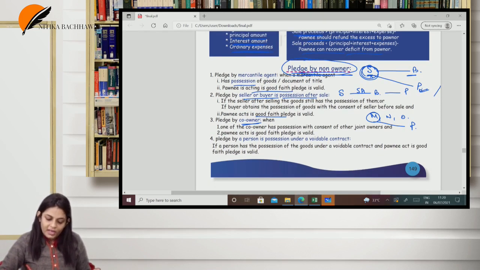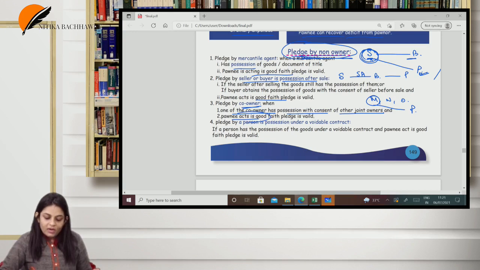So if any one of the co-owners has the possession with the consent of the other co-owners, and the pawnee acts in good faith, the pledge is valid. One thing you will see, in all of the cases the pawnee has to act in good faith, that is, the intention is not to deceive. And the last one, a person who is in possession under a voidable contract.